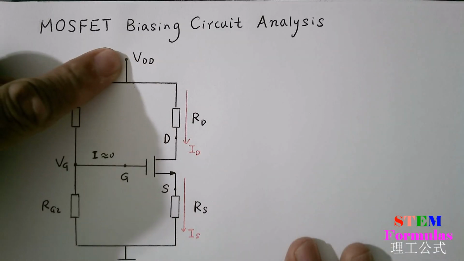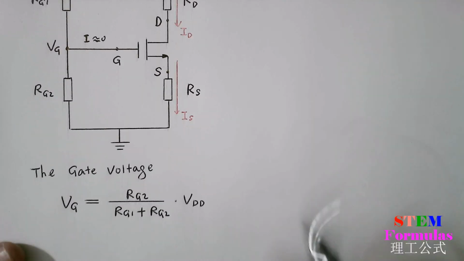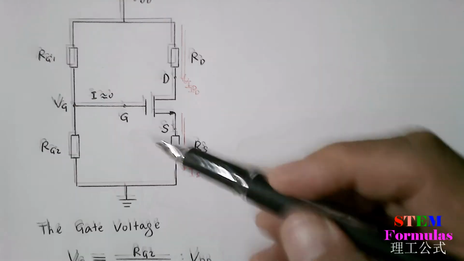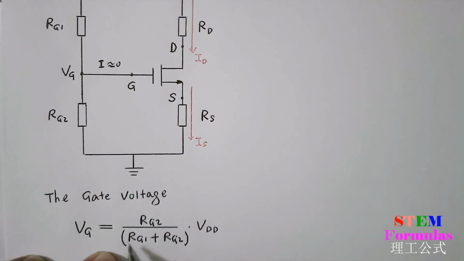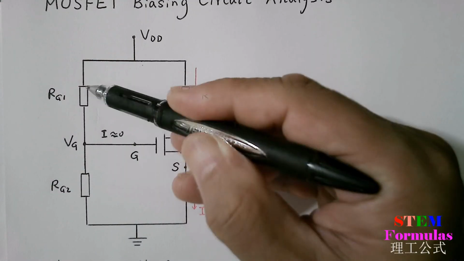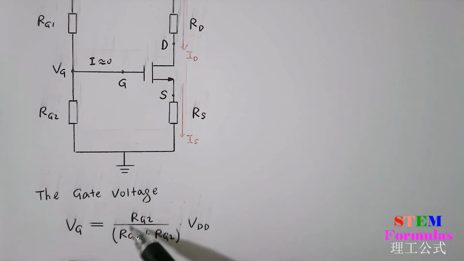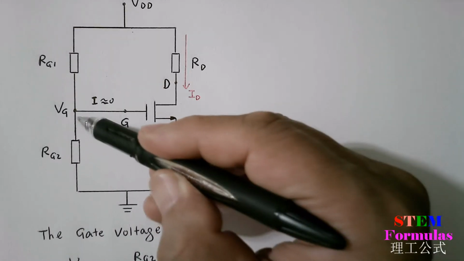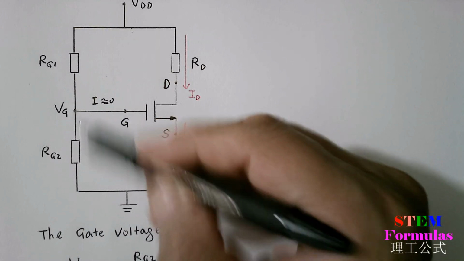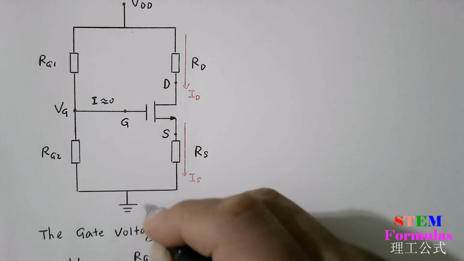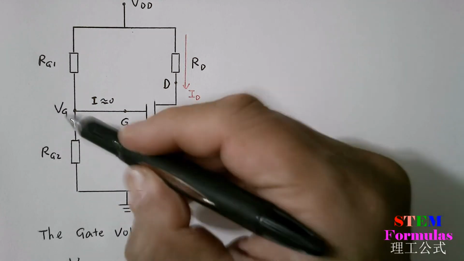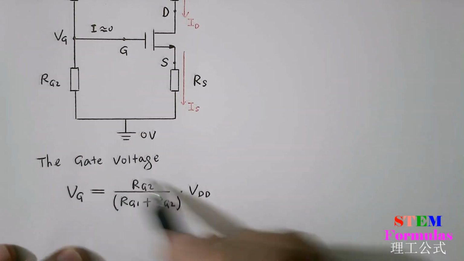Here's VDD. So basically VDD divided by RG1 plus RG2 equals the current flowing through this line. And once we have this current, we multiply by RG2, we get the voltage drop between VG and 0 across RG2. Because this is 0 volts, this is ground, therefore VG equals this expression.